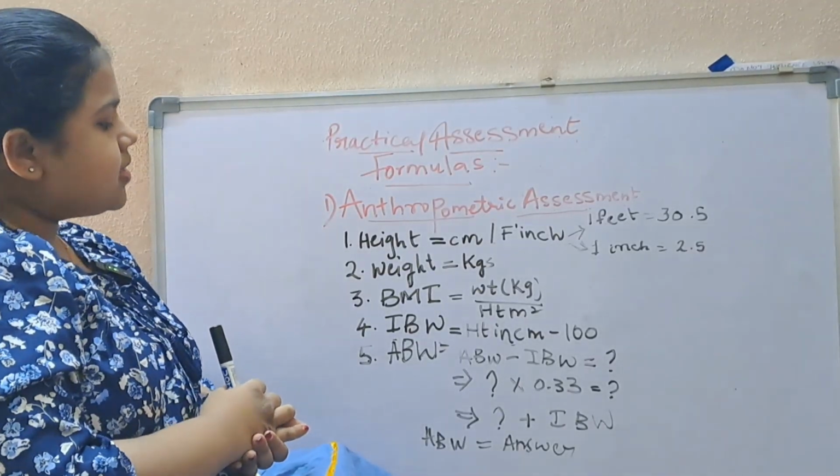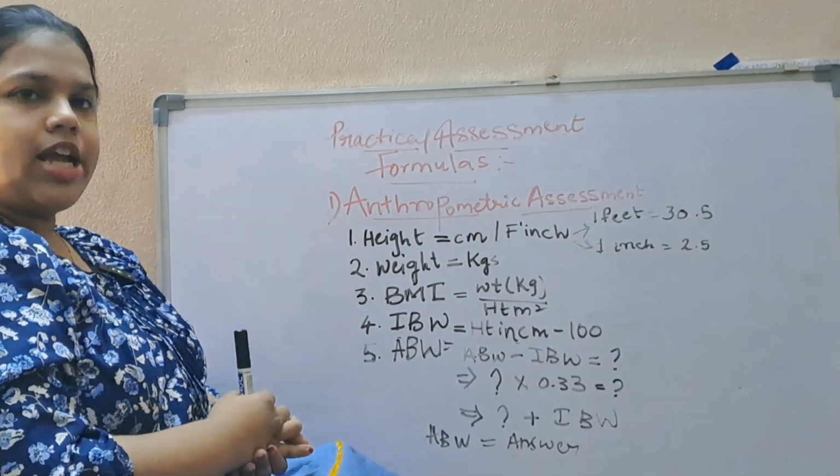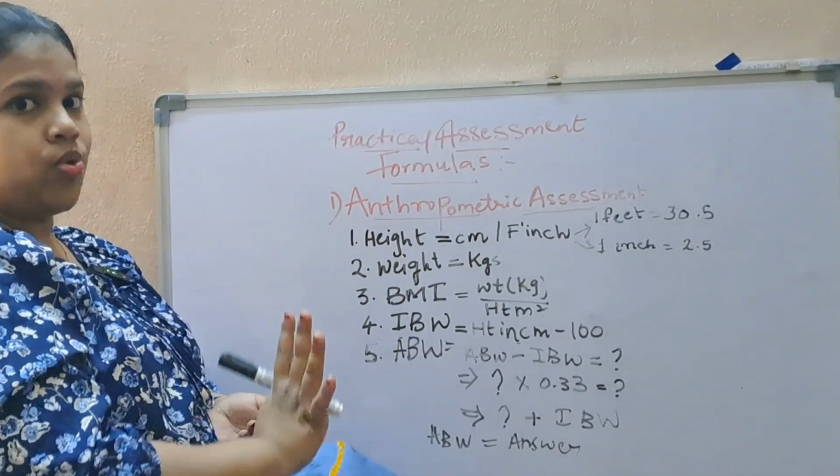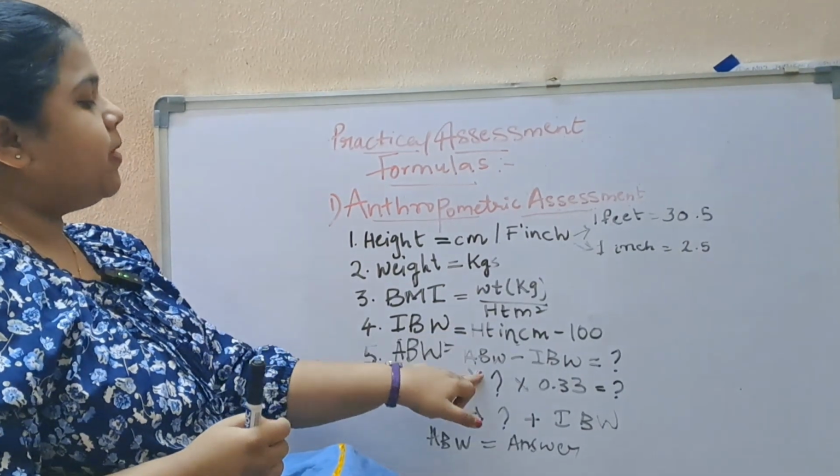The next one is ABW. I already told you that ABW should be calculated only if the person is obese. So what is the formula of ABW? Here again I wrote ABW.